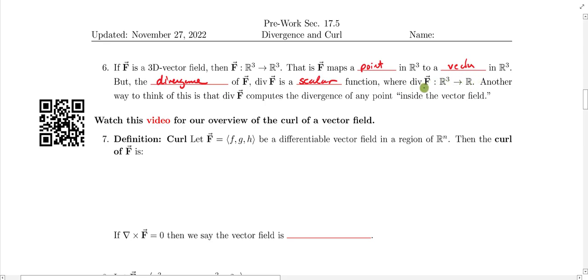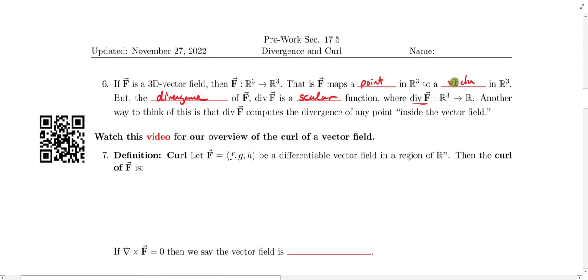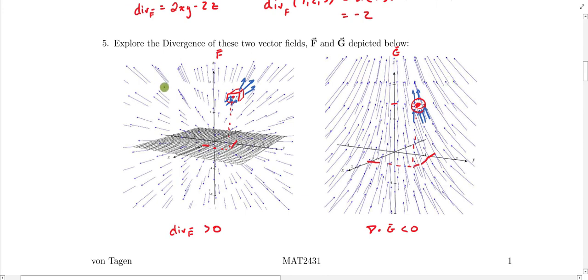So keep in mind that this divergence of F is itself a scalar-valued function, and it takes points in R3 and maps them to R. So in fact the graph of the divergence we can't actually sketch because it lives in R4. But again, the way we interpret it is we go to every single point in our vector field and determine the divergence at that point, which would be a number corresponding to whether or not that point's behaving like a sink or a source, and to what degree.